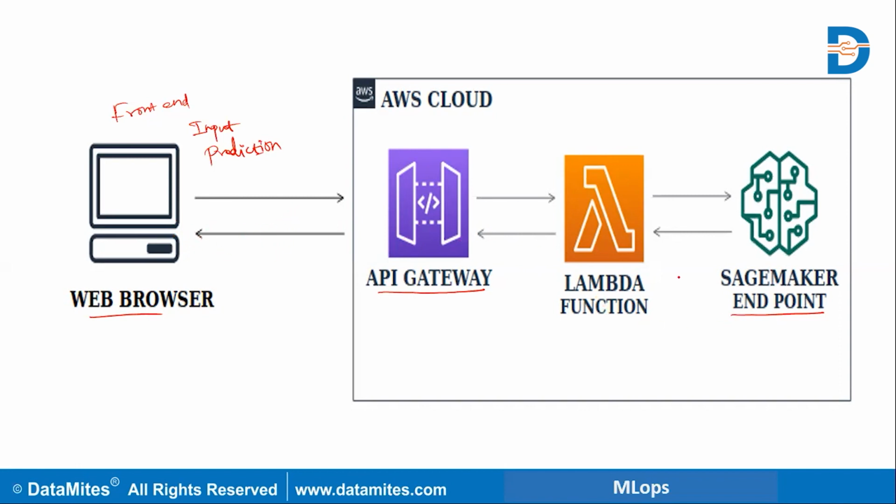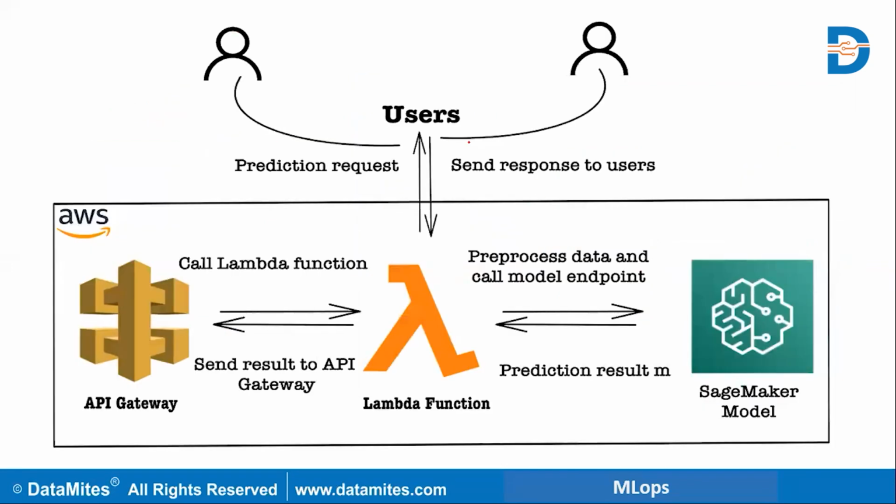I have one more picture for this. It's more clear than that. Here we have the users, and the users are going to give the prediction request. The users will be connected with the API Gateway. The given request will be passed to the API Gateway, and the API Gateway will call the Lambda function. After that, the input will be passed to the Lambda function.